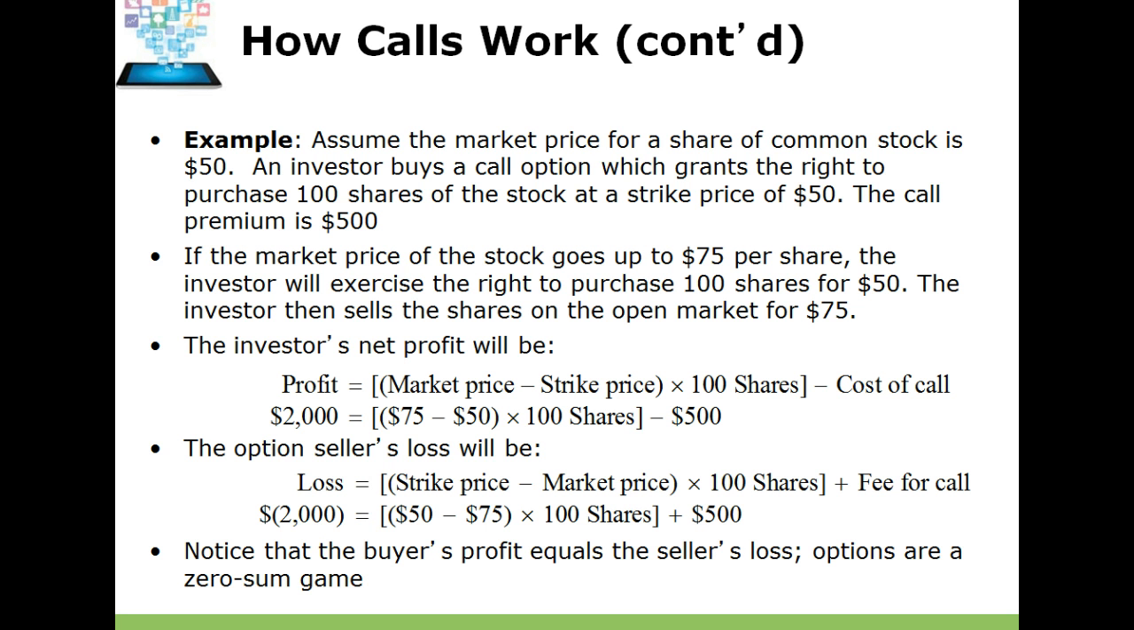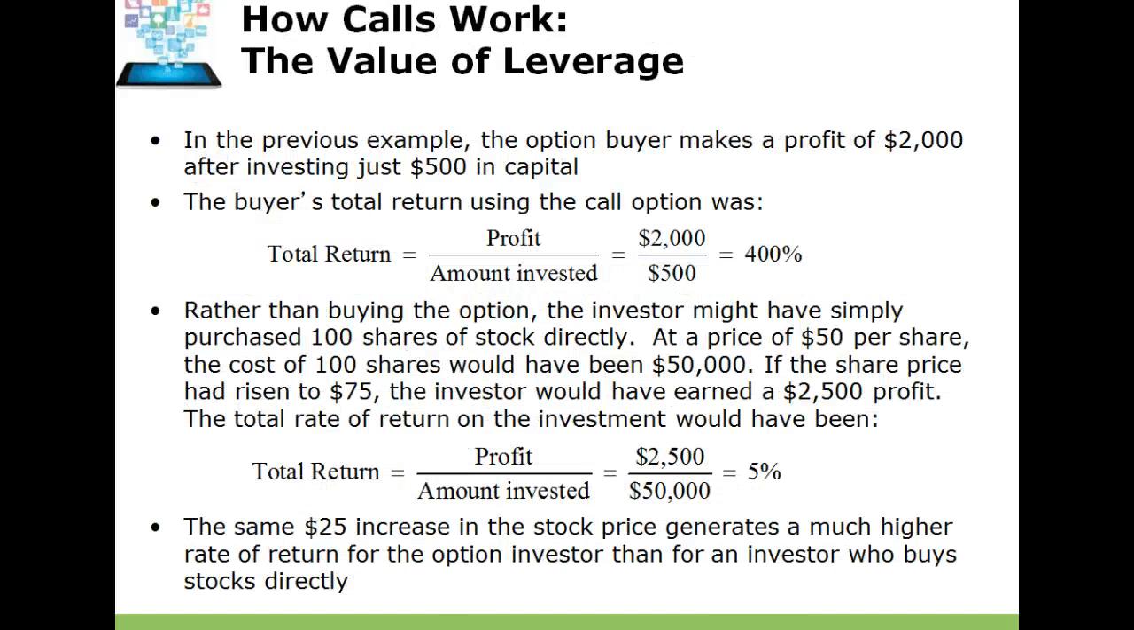Now, the person who wrote the option, also known as the seller, is going to have a loss. For their loss, we just flip the market price and strike price. So it's strike price minus market price times the outstanding shares plus the premium they earned, and you'll see that they lost $2,000. So this is what we call a zero-sum game. Whatever money the call purchaser makes, the call writer loses. It's the exact same amount of transfer of money. There's no loss difference between the two. And that's why I call it a zero-sum game.